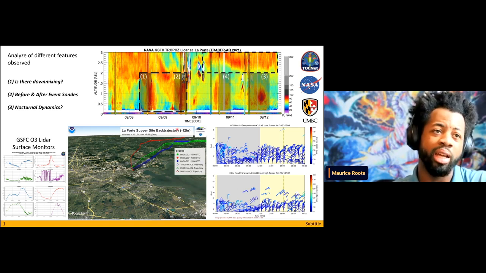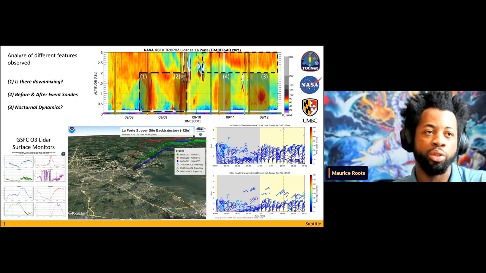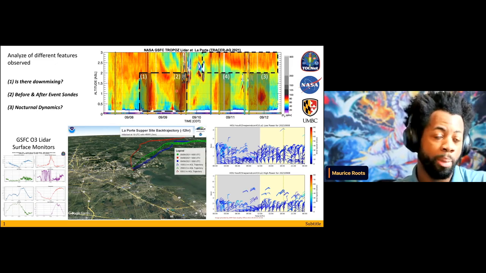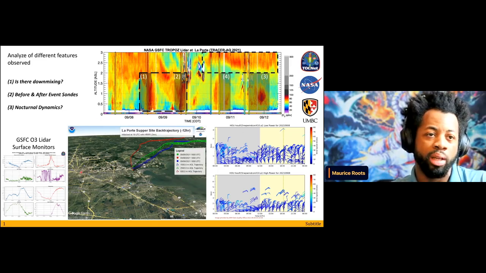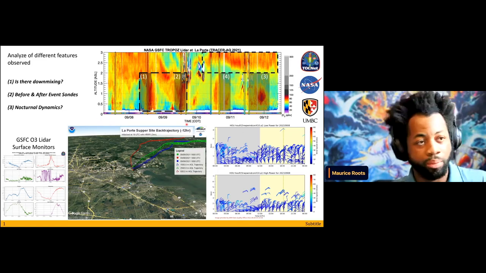And you can't really get that if you're only looking at the surface. You don't have all of this information, all this story that puts together where the air came from, and then also where it's going. So it's really important to have all of this stuff together.